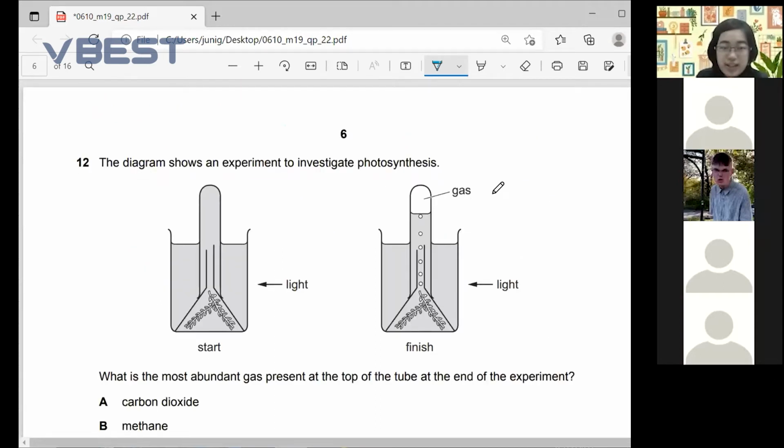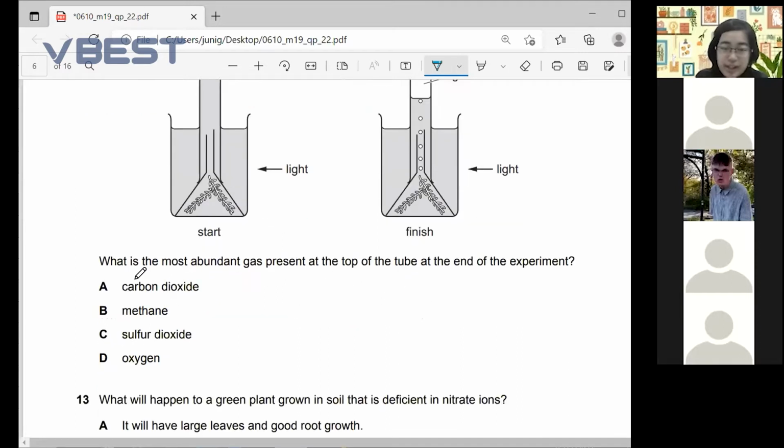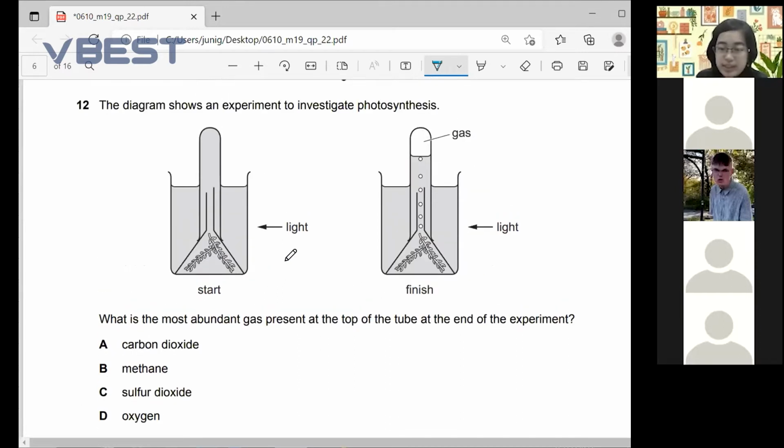Next one, number 12. The diagram shows an experiment to investigate photosynthesis. Here we have the image. This is the setup. Now, what is the most abundant gas present at the top of the tube? What gas is present at the top? Everyone saying D? Yes. So the correct answer will be oxygen.